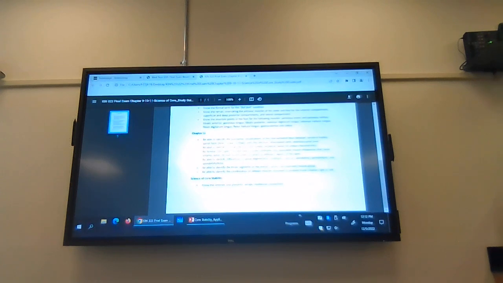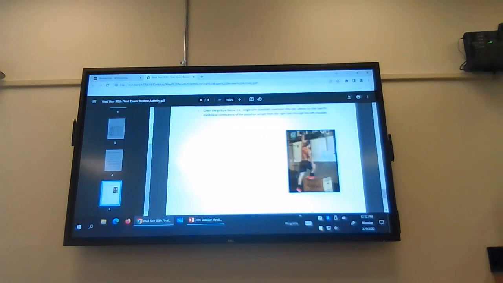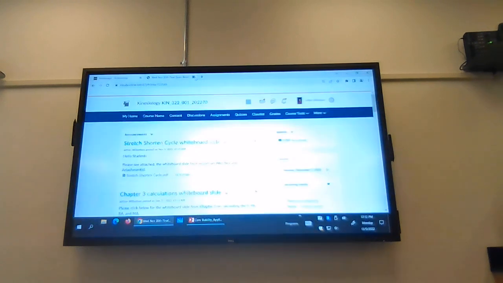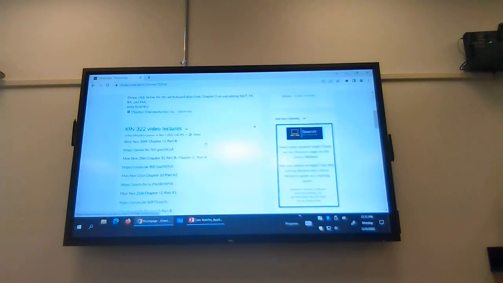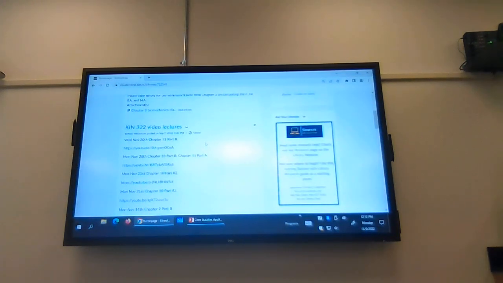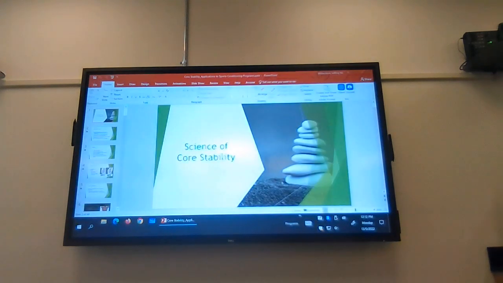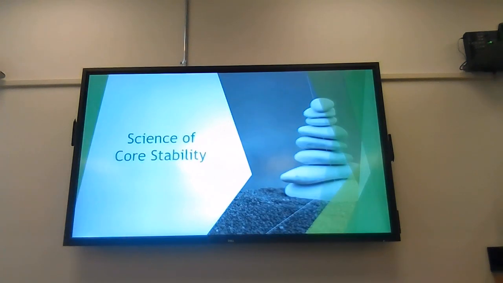So the anterior posterior serape connections. Posterior serape is covered here. But you also want to be familiar with the anterior one, and so we'll talk about that today. Anything else? Any other questions? Okay, all right, so let's jump in. So science of core stability.